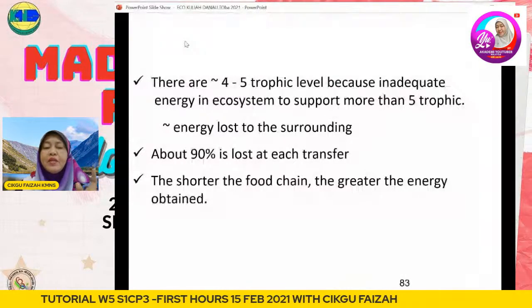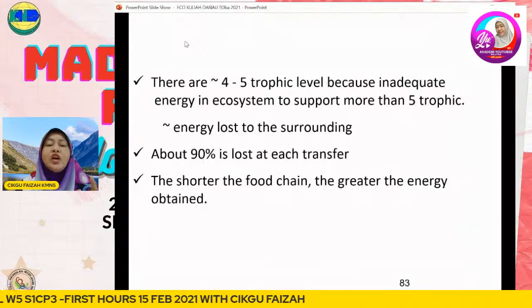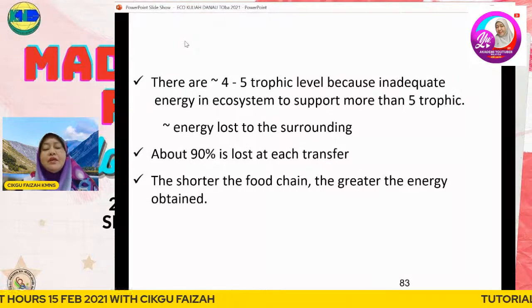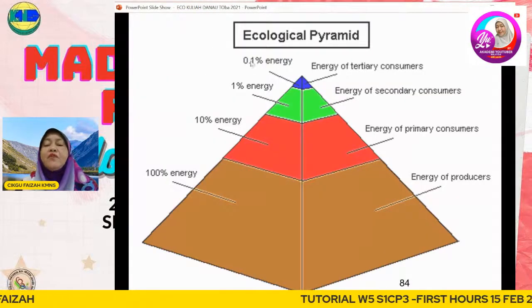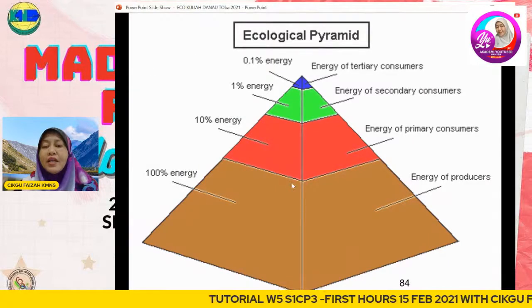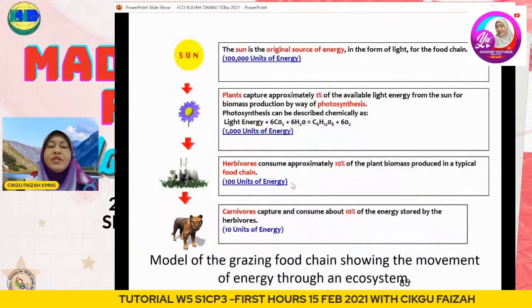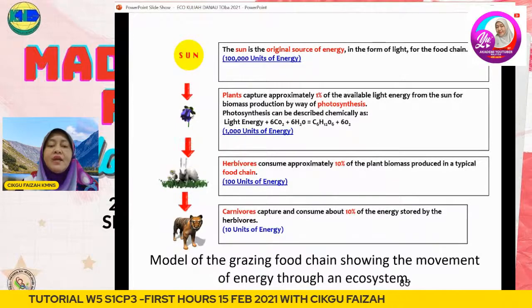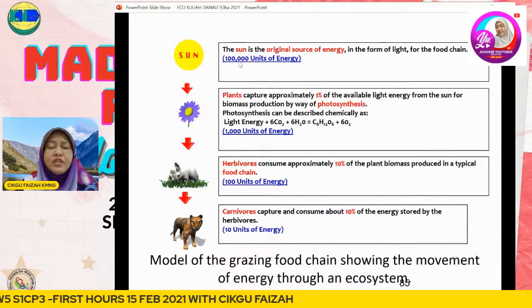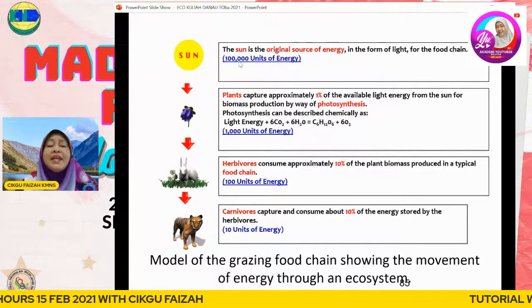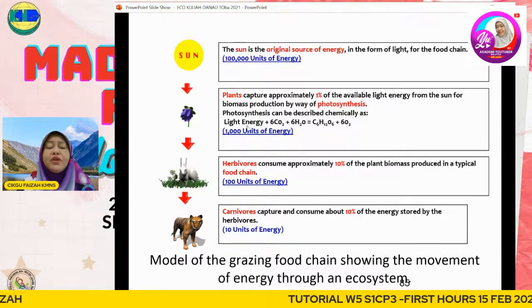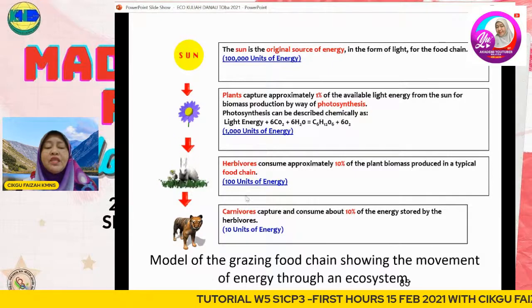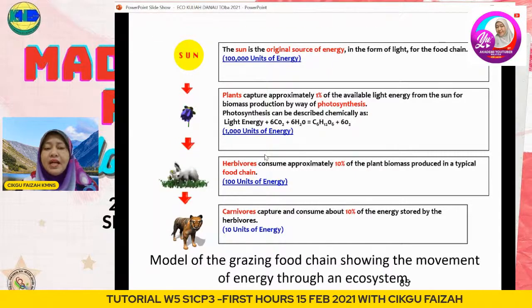Just now I said remember that it is popular. So you will remember: energy is lost to the surroundings. 90% of the energy will be lost. Only 10% is transferred from one trophic level to another. So this is how you can calculate. Sun, say 100,000 from the sun, and then passed to the plants. Only 1,000 will be received, which is 10%, class. This is an example of a grazing food chain, which you have to calculate.